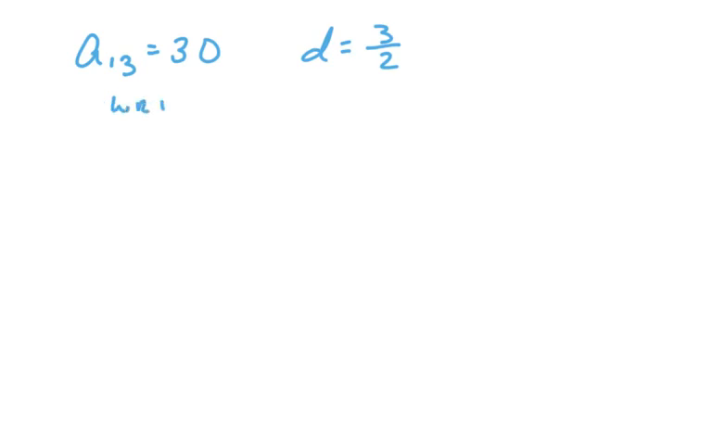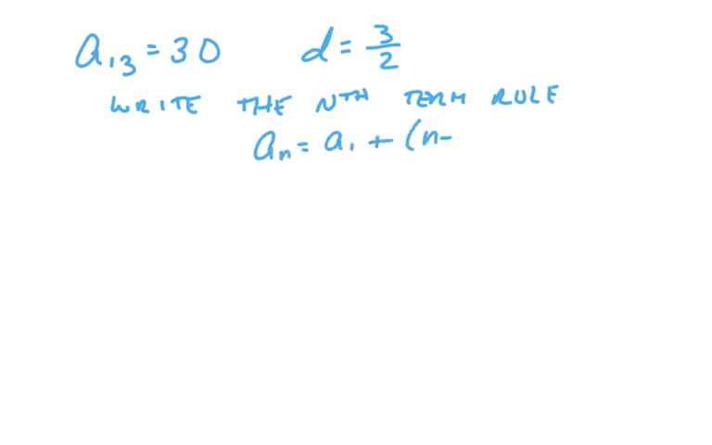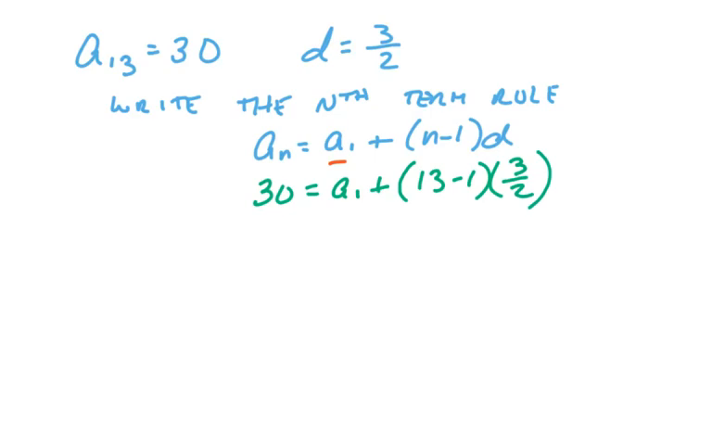We want to write the nth term rule. And again, we're using a sub n equals a sub 1 plus n minus 1 times d. So we have a point to use and we have the common difference. So we can solve for a sub 1. So we know that if n is 13, then a sub 13 is 30. So we're going to use that fact and we're going to say 30 is equal to a sub 1 plus 13 minus 1 times our common difference of 3/2.